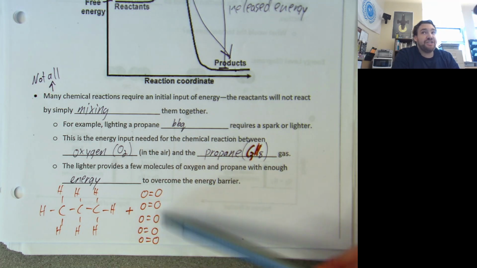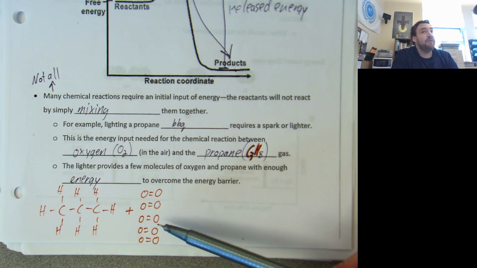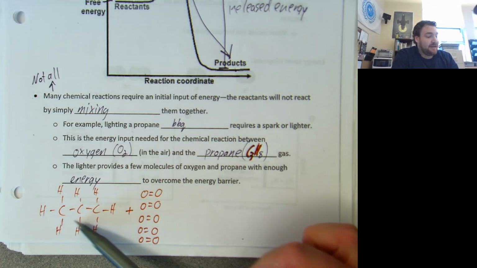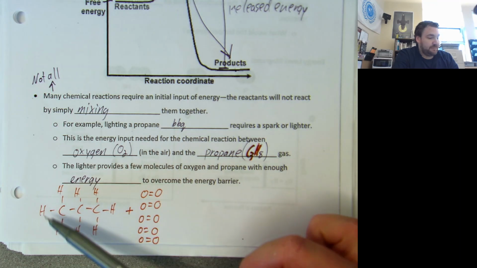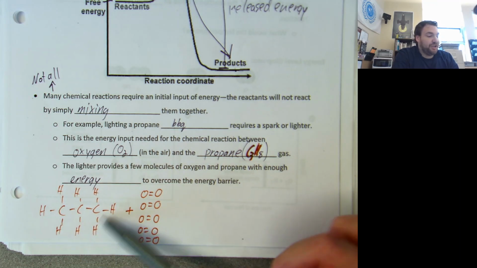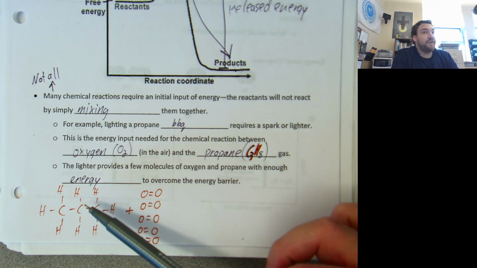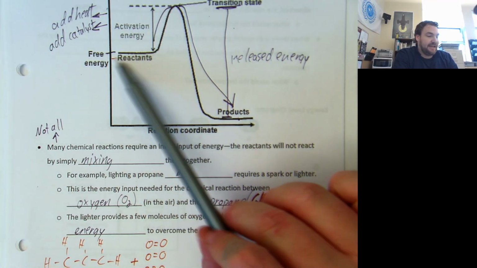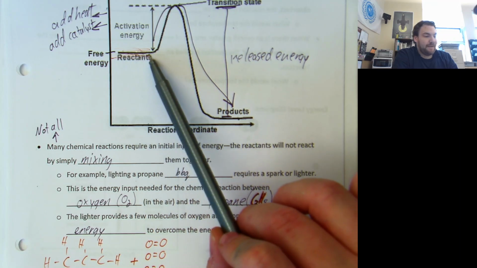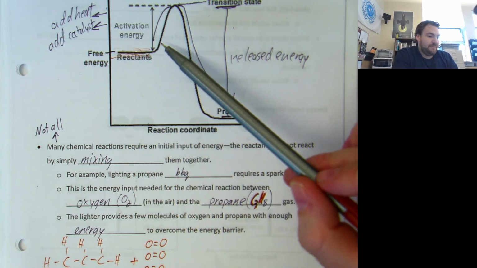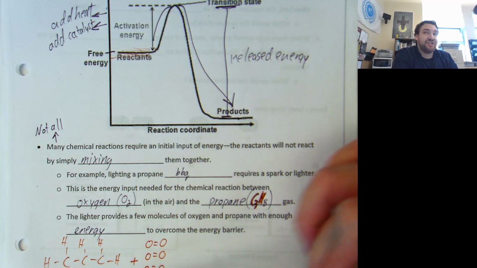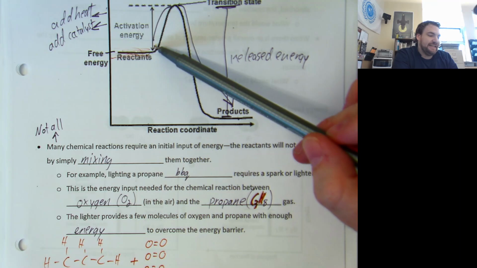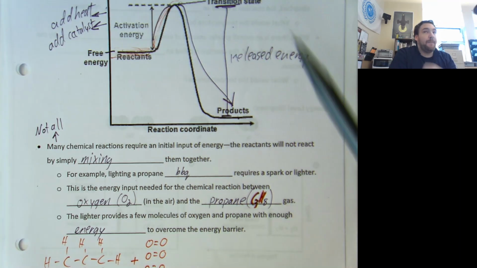Now, the oxygen, these double bonds, the oxygen's pretty stable. This guy is not. This molecule here, given the size, has a lot of free energy. It's up here. And so to kick this reaction into overdrive, you just need a little bit of energy to boost it up over the hill.